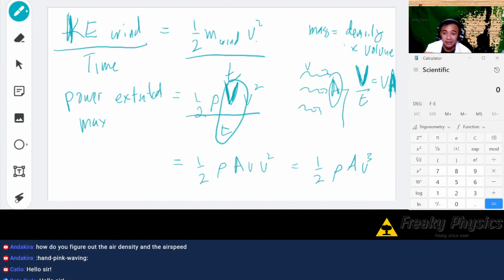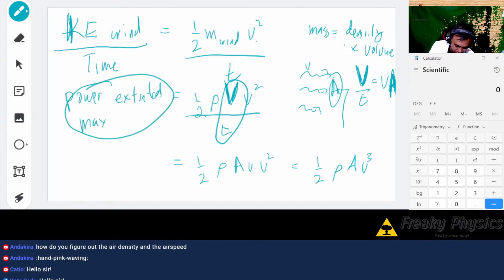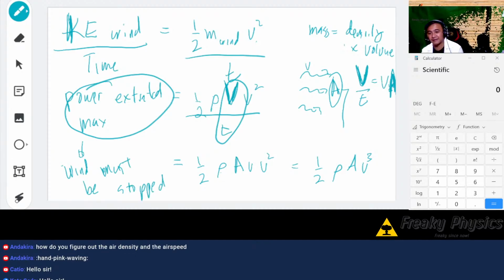Now in theory it can be maximum, but in practice we cannot extract that much. Why? Because to get this maximum, you need the wind to stop, right? Wind must be stopped. And can you actually do that in a windmill? No. So in reality, we get much less than that.